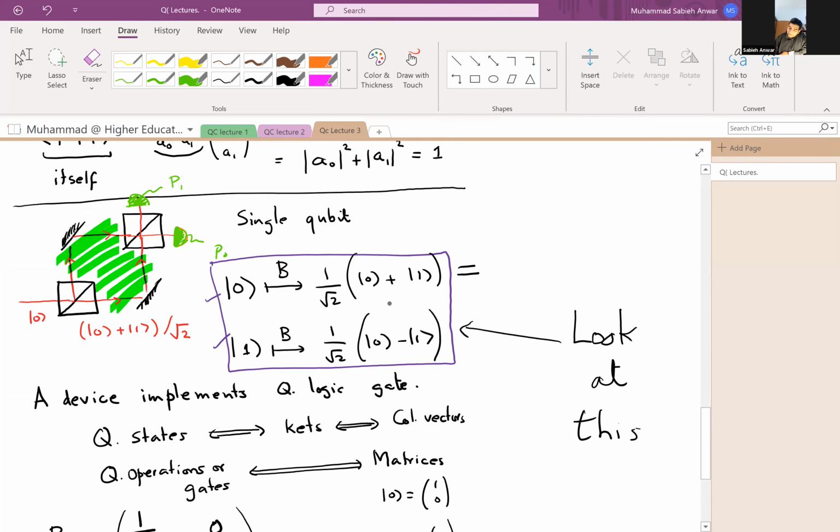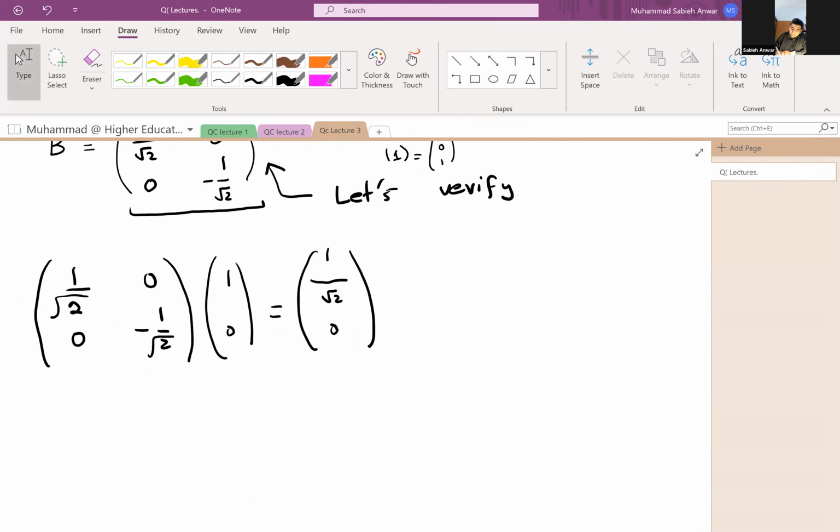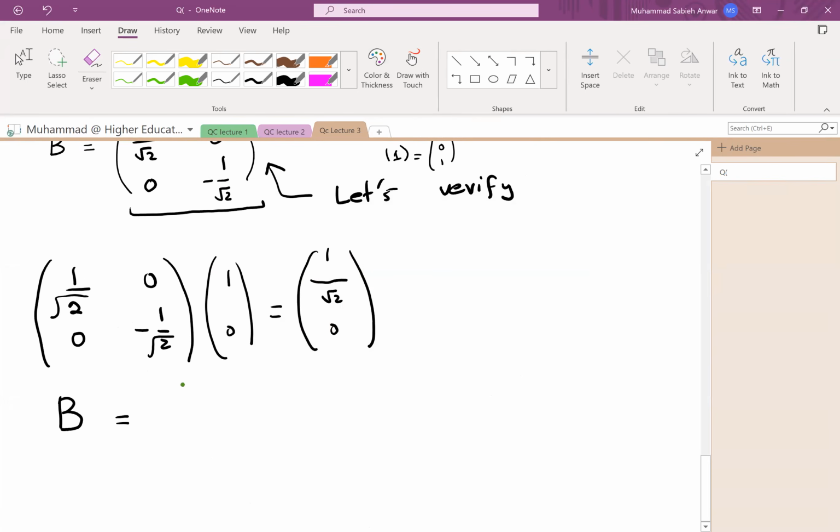This output state is 1 over under root 2, 1 over under root 2. This output state is 1 over under root 2 minus 1 over under root 2. So what should my matrix for the beam splitter look like? Any more ideas? Sir, we should write 1 over under root 2 instead of 0. So 1 over under root 2 here.